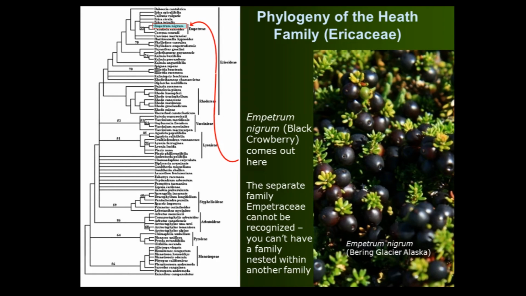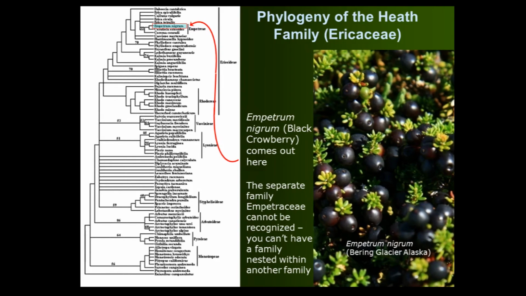And of course, what we would say is that recognizing Empetraceae as a family makes the Ericaceae paraphyletic because it doesn't include all of the descendants of the common ancestor of that family. So we wouldn't recognize Empetraceae. We would just dump it into the Ericaceae. And it looks just like an Ericaceae. Why was it separated? It has a unique pollination system, unlike other Ericaceae.